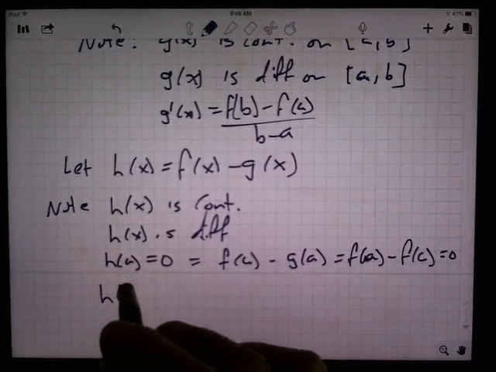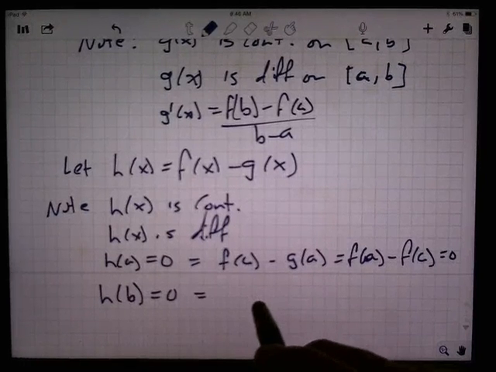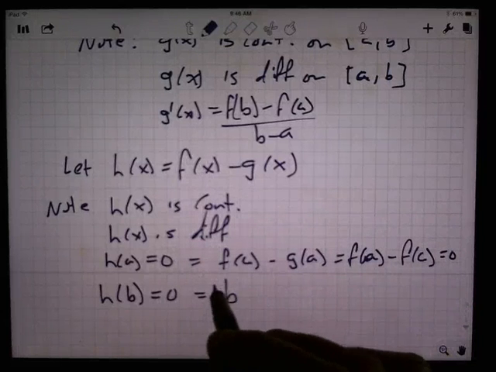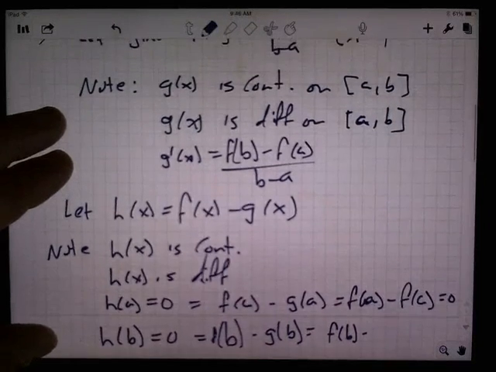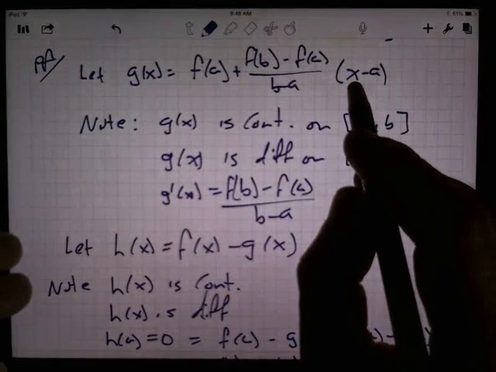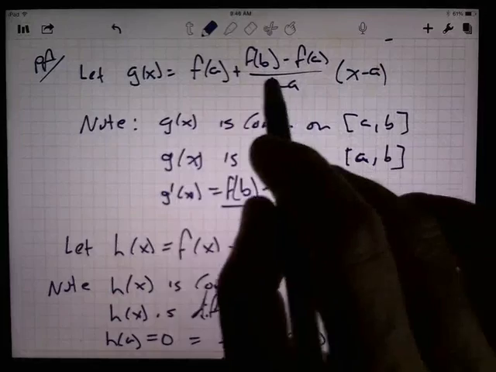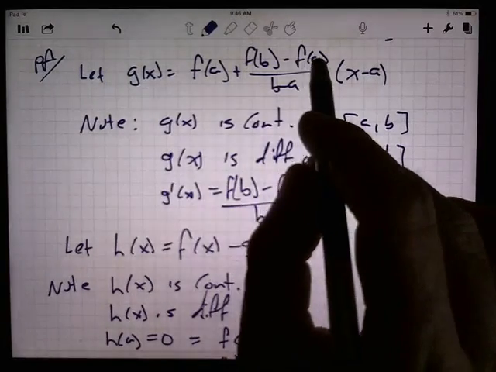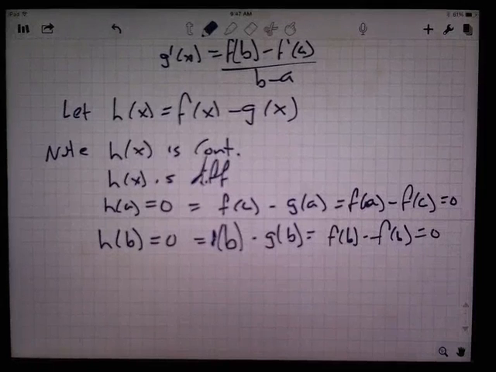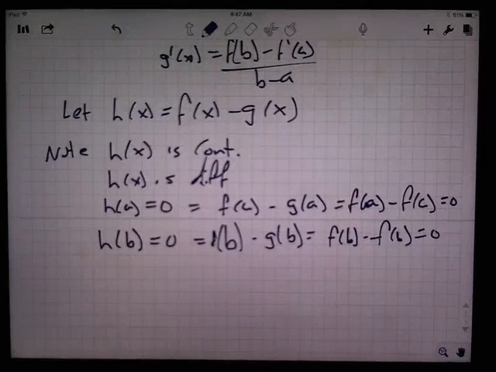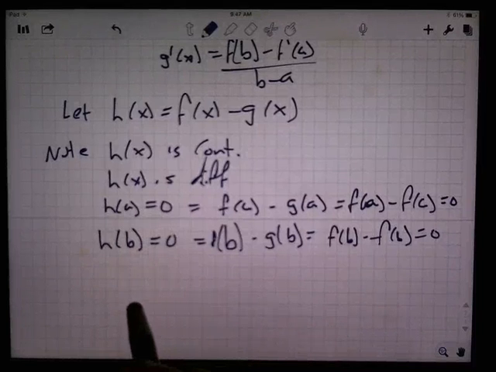I also want to claim that h of b is equal to 0. I can see that because h of b is equal to f of b minus g of b, which is f of b minus, and when I plug a b into this g, this would be b minus a, and then it divides by the b minus a, so those two cancel out. Then you've got f of a plus f of b minus f of a, and the f of a's cancel out, and you're just left with f of b. So it's f of b minus f of b, which is 0. So h actually satisfies the conditions of Rolle's theorem, because it's continuous, it's differentiable, and the endpoints have the same function values.